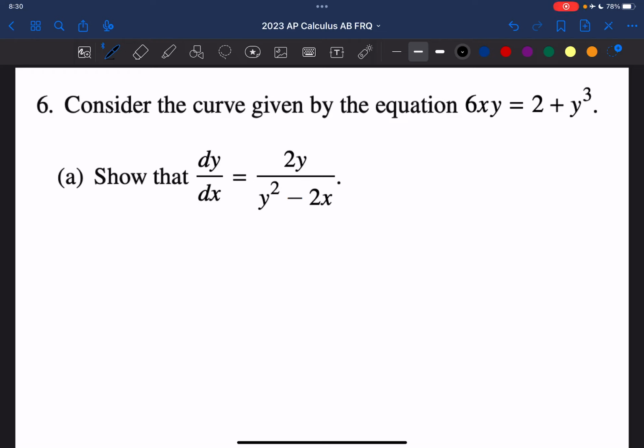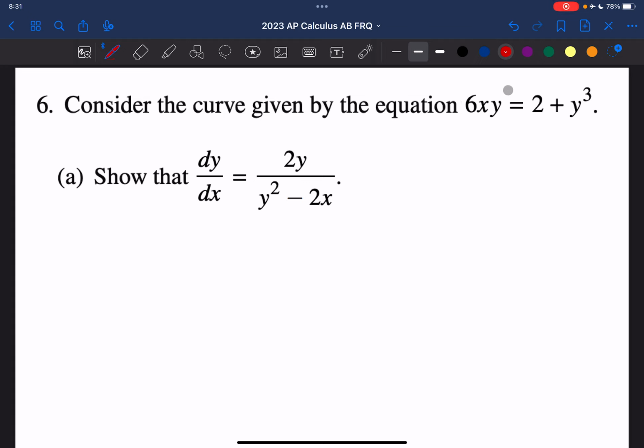So in problem 6 from the AP Calculus free response, it says consider the curve given by the equation 6xy equals 2 plus y cubed. We want to show that the derivative is 2y over y squared minus 2x. So this is going to involve implicit differentiation.